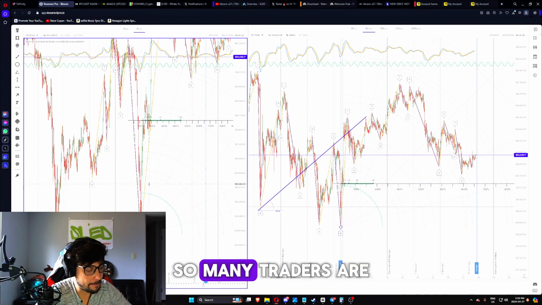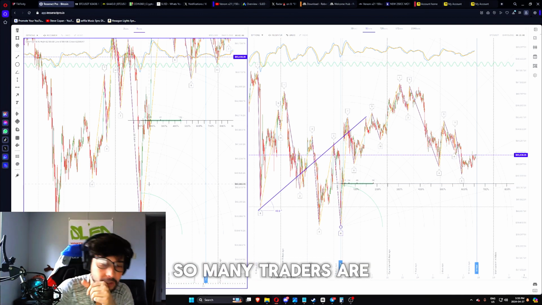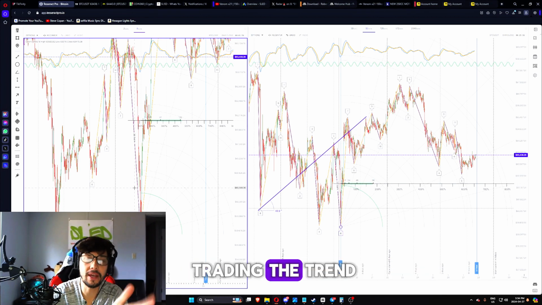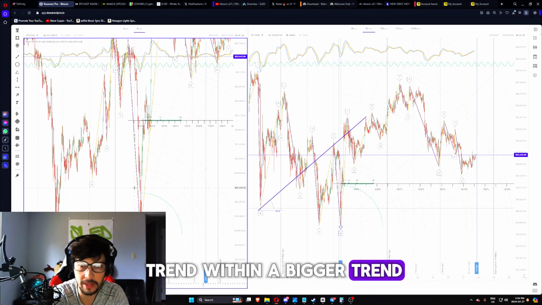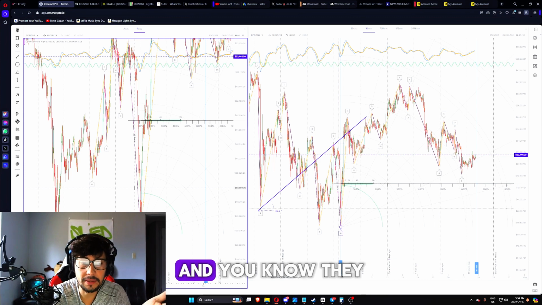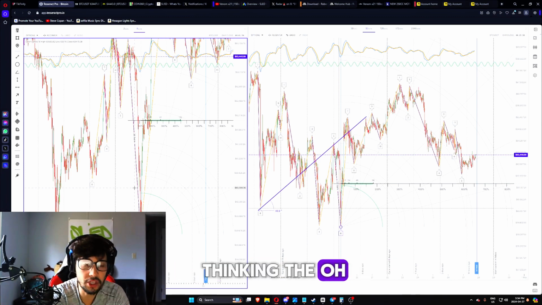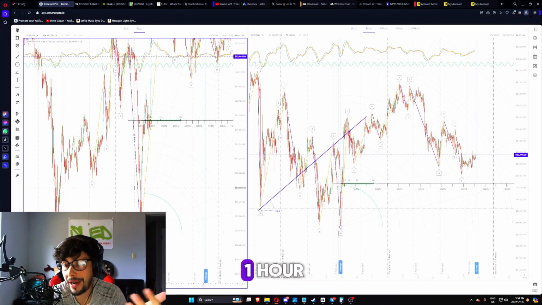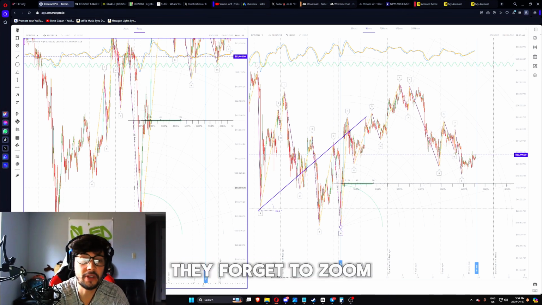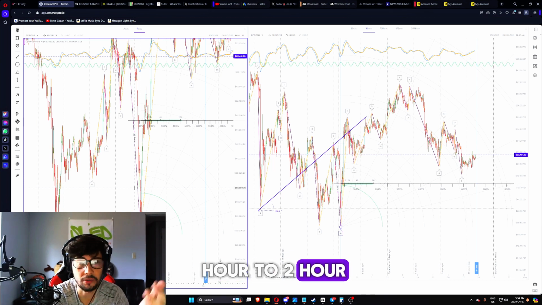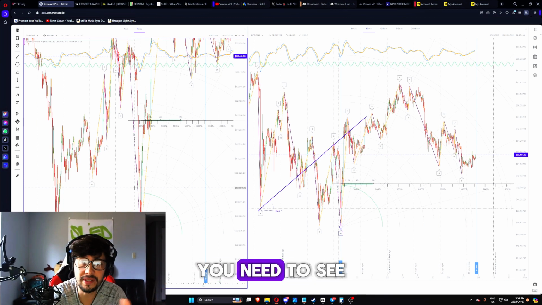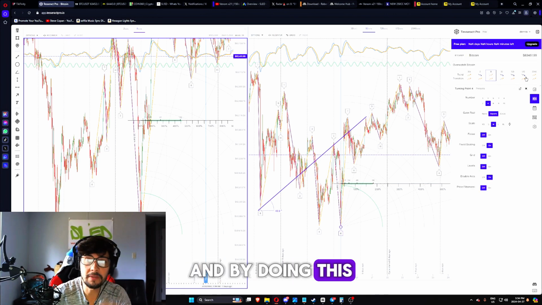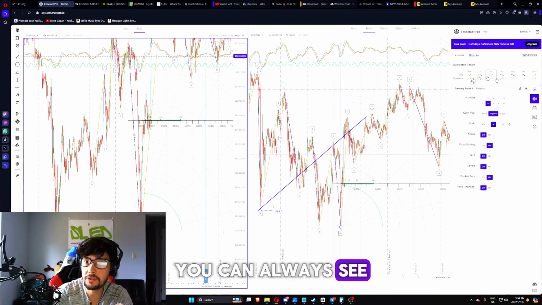So important. So many traders are not seeing the bigger picture. They're thinking they're trading the trend, but they're actually not trading the trend. They're trading a smaller trend within a bigger trend. They think that, oh, the chart is going down on an 8-minute or on a 30-minute chart or 1 hour, but they forget to zoom out. They forget to zoom out to a 4-hour, to a 2-hour, to a daily, to a weekly. You need to see the bigger picture. You always need to see the trend. And by doing this multi-frame analysis, you can always see the trend here.